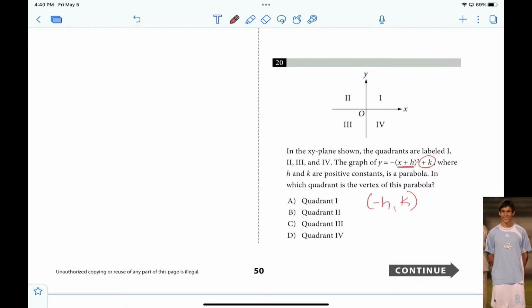So h and k are positive constants, so since it's negative h, that means we're moving to the left, h, and we're going to move up, k. So this vertex is going to have to be something right here. So it's going to be in quadrant 2. The only thing that the negative sign does in front for us is it just tells us this parabola would open down. It's not going to change the sign inside those parentheses. It just means we have a parabola that's opening downwards.